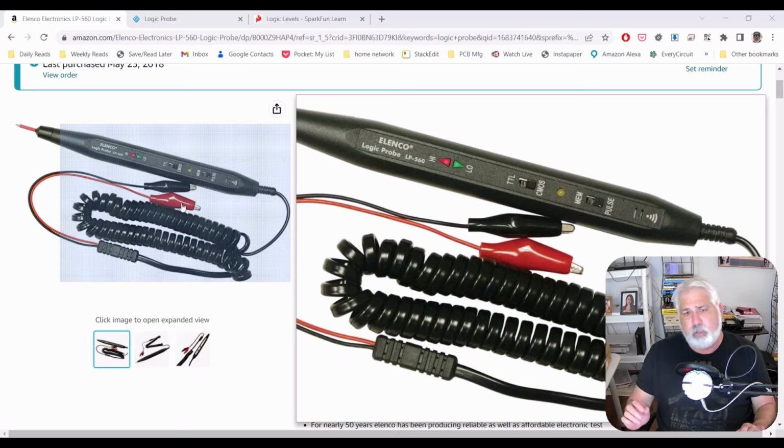So you hook those clips up, and now using the logic probe, you're going to set the switches: TTL, CMOS, memory, and pulse. TTL and CMOS are voltage levels. They tell the logic probe which voltage to consider a high and what voltage to consider a low. In fact, they're voltage windows.